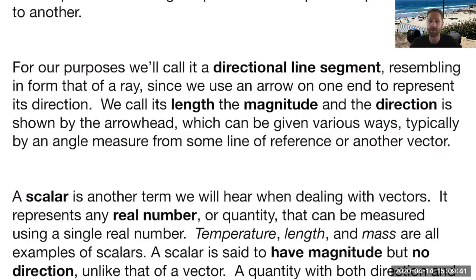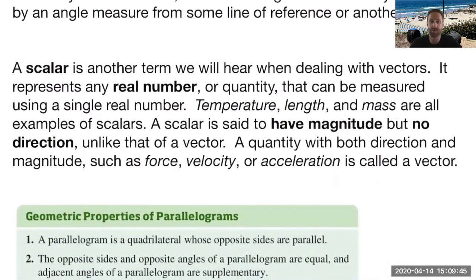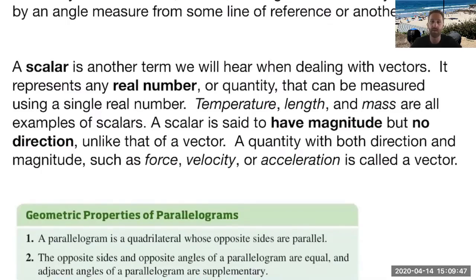And again, that resembles what is called a ray from geometry, and will often be given by an angle measurement. There's another term that we're going to be seeing quite frequently, and that is called a scalar. Basically, a scalar is just a real number or quantity that we're dealing with, rather than talking about its direction as well, as with a vector. So temperature, length, even mass, the weight of something, are all examples of what a real number or scalar is. It definitely has a size, a magnitude, but no direction like our vectors.